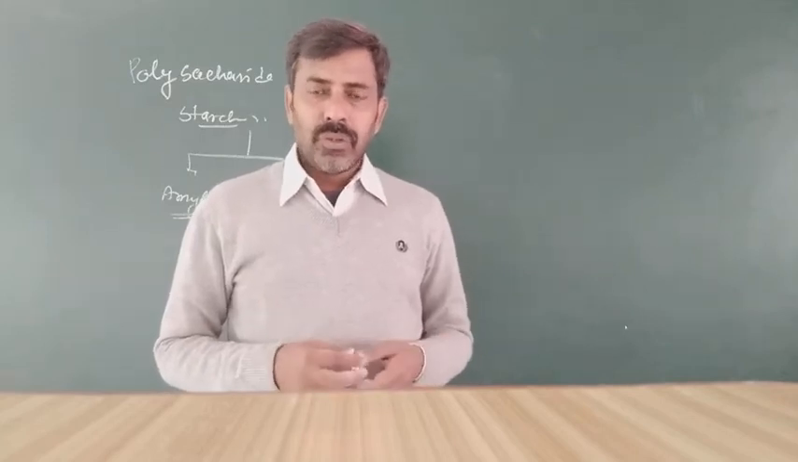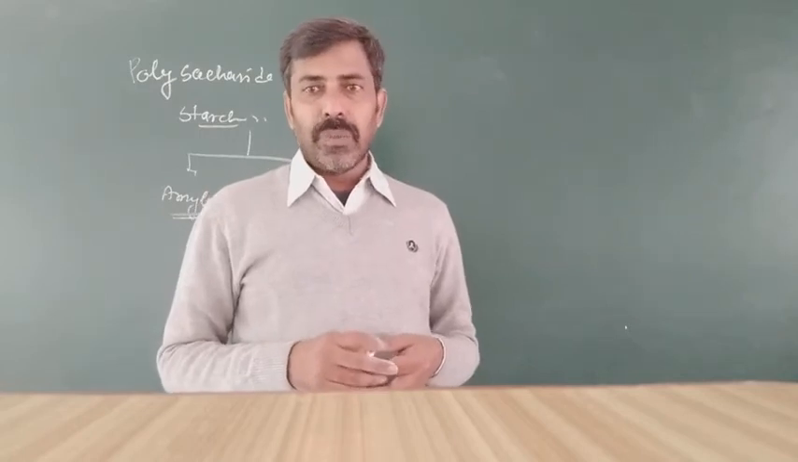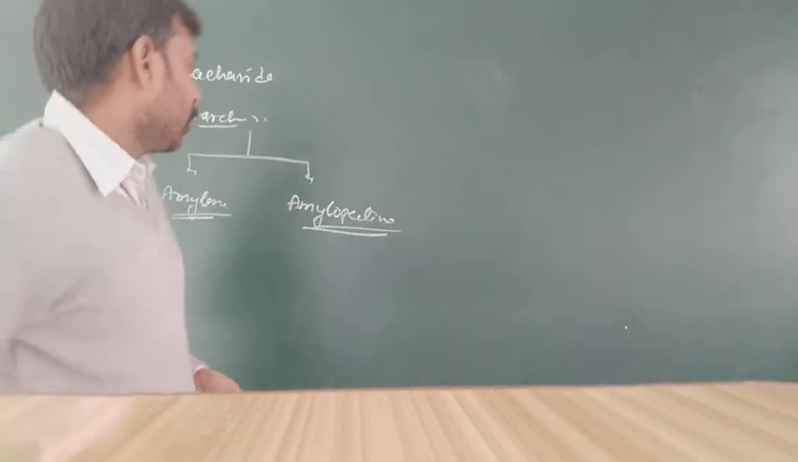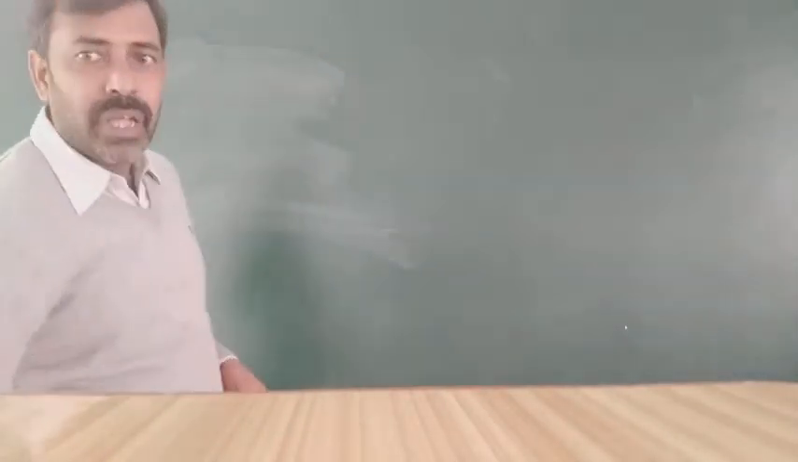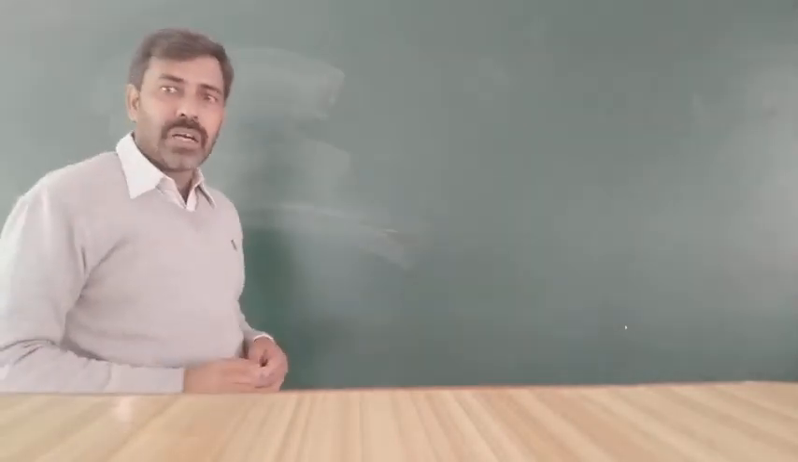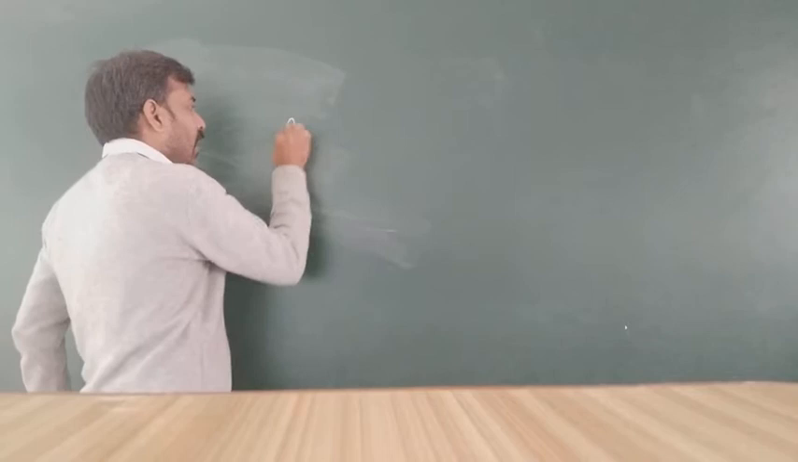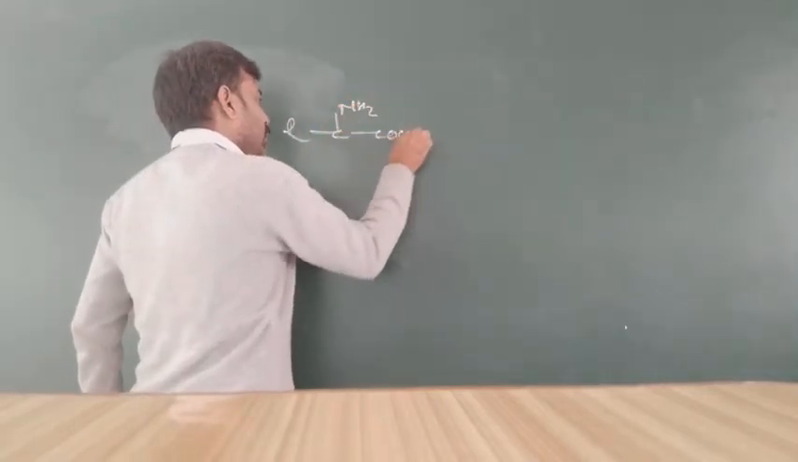Now we are going to see the next compound, that is the amino acid. What are amino acids? When we talk about amino acids, we say that those compounds which contain an amino group as well as an acidic group on the same carbon are called amino acids: R, C, NH2, COOH and H.